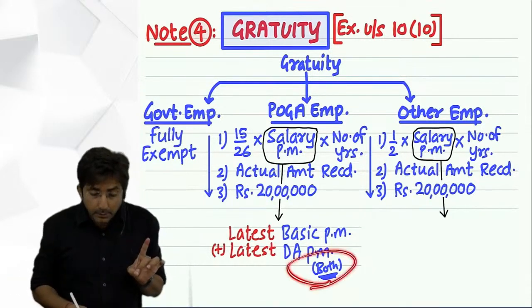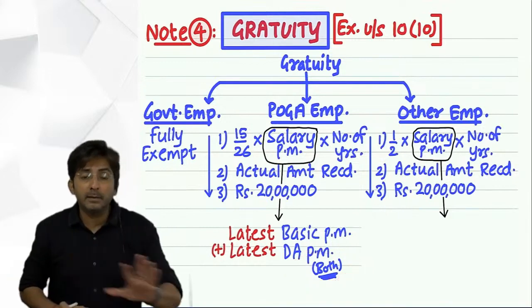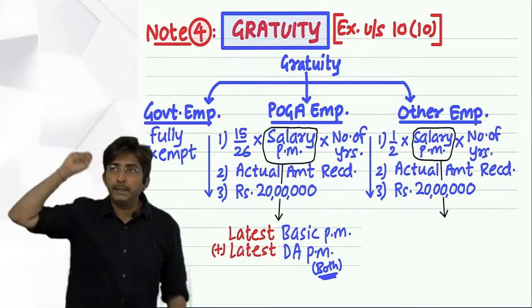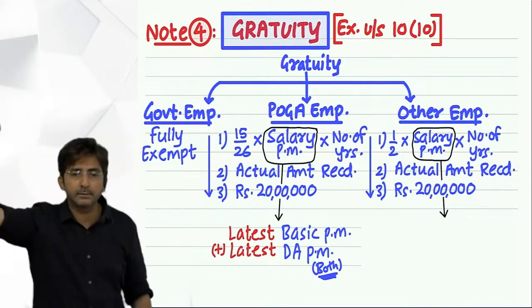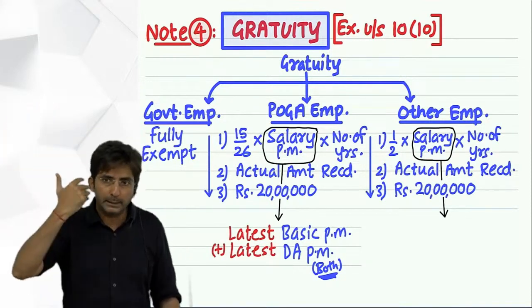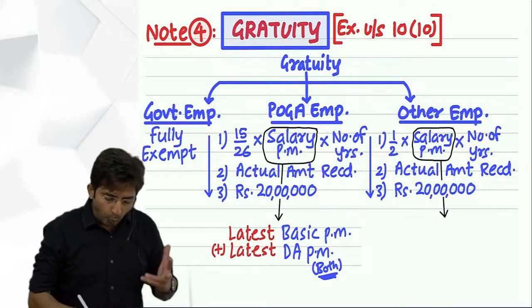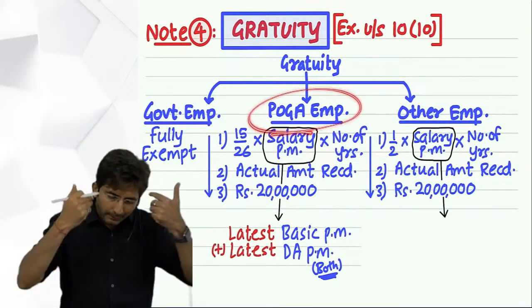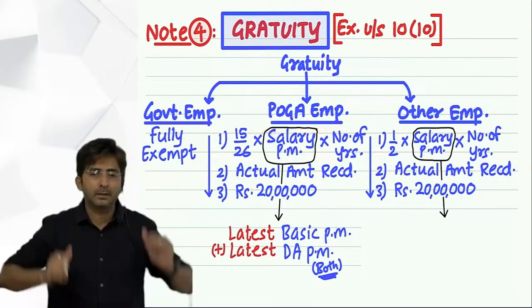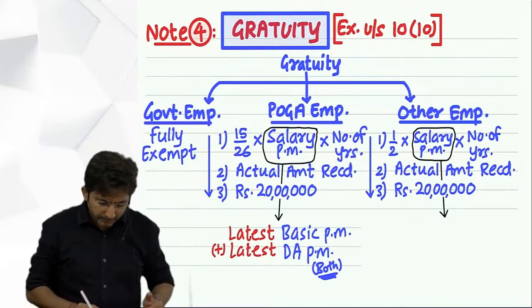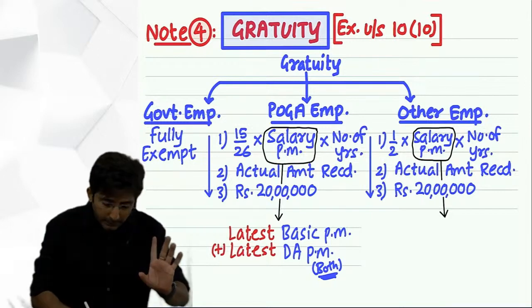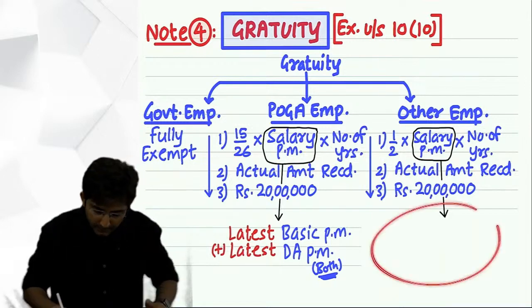See, this is exceptional. In the rest of the income tax formulas, we have our slogan: in terms, in formula; not in terms, not in formula. Everywhere follow that slogan. But for a POGA employee, in terms or not in terms, both DAs will come. Can anyone explain the logic of this thinking? Wait, the logic part later. First, let me reveal this part also.